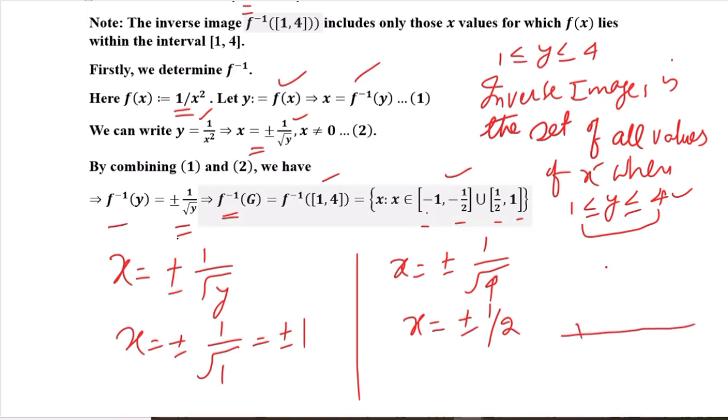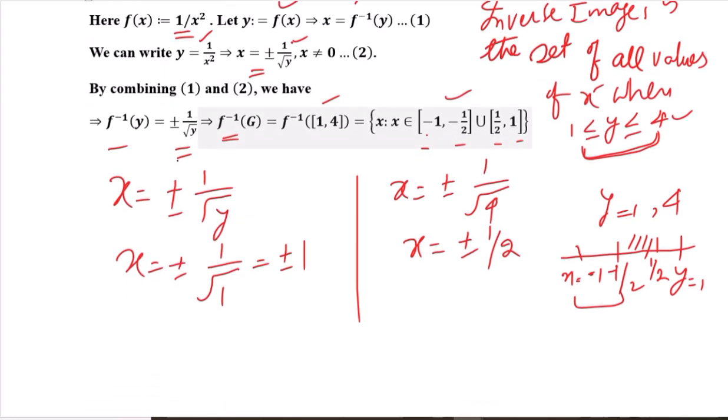When you put y is equal to 1, you have x is equal to minus 1 and plus 1. Similarly, if you put the last value of y, that is 4 here, you again find two values of x. This is x is equal to minus 1 by 2 and this is x is equal to 1 by 2. We cannot find any other value in this portion for this interval. So your inverse image is simply the values of x that lie in this interval. We can see all this from this graph here.